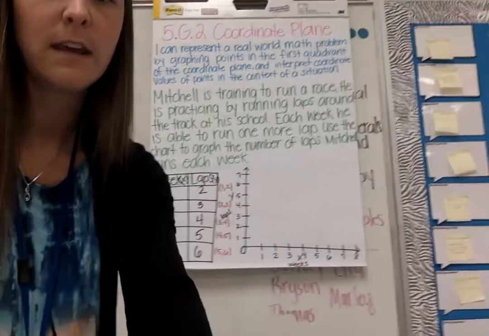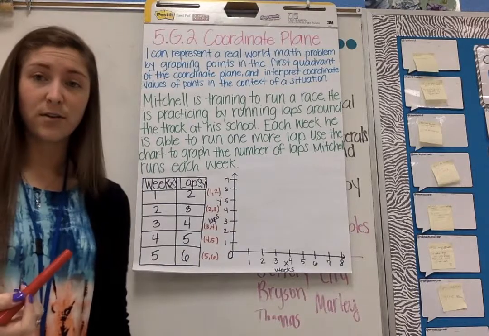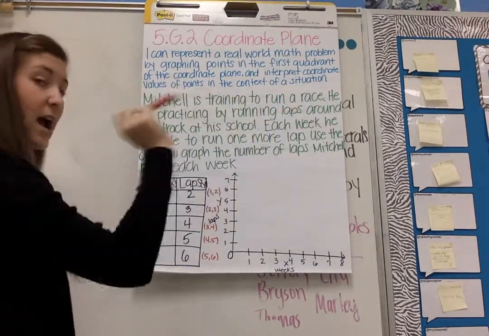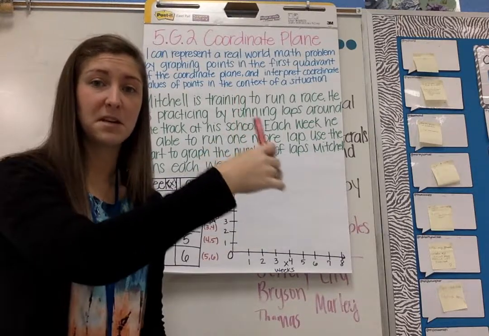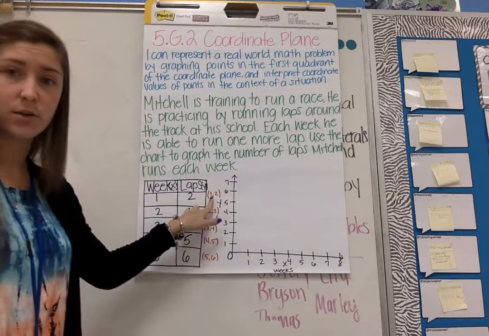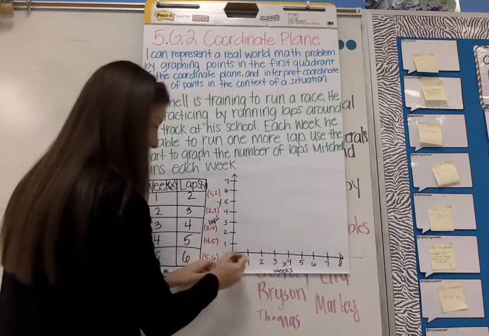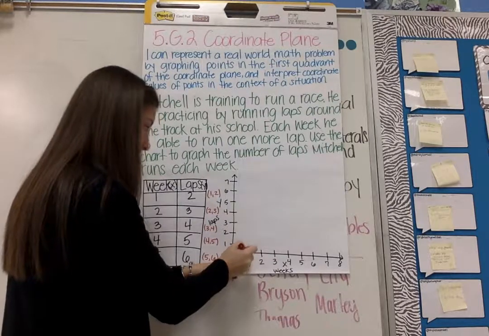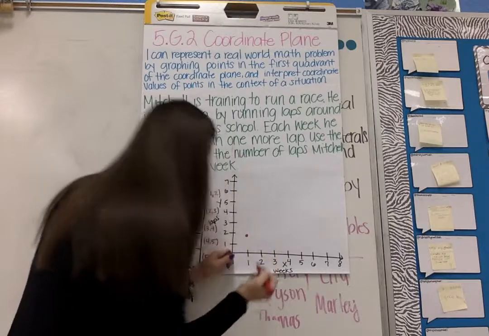Now, in thinking about plotting these points, I know that my x value tells me how many times I have to move to the right. My y value tells me how many times I need to move up. So my first point is 1, 2. Well, I need to move one place to the right and 2 places up. So I move over one time and then up twice. 1, 2. And I'm going to plot my point right here.